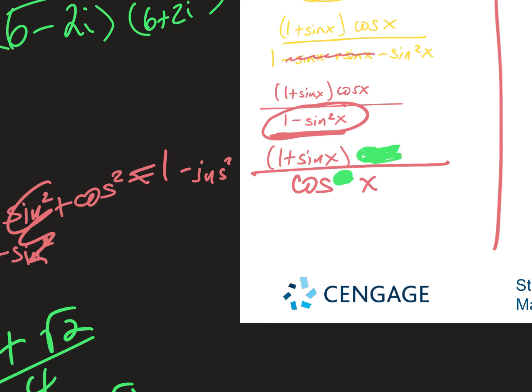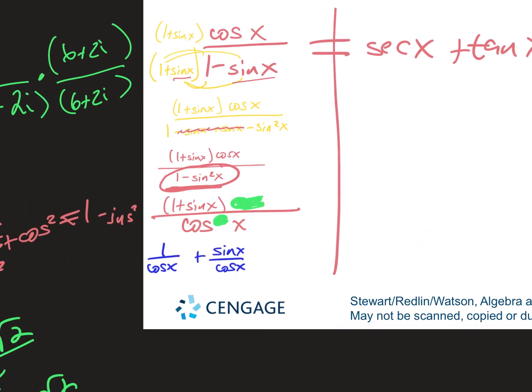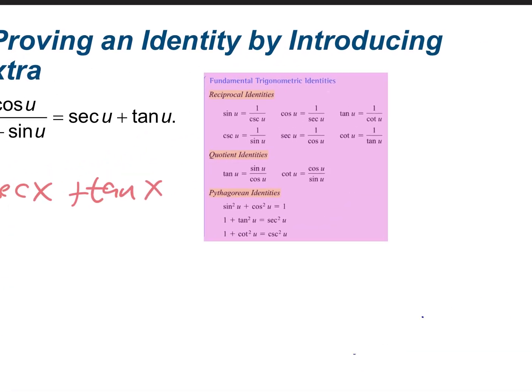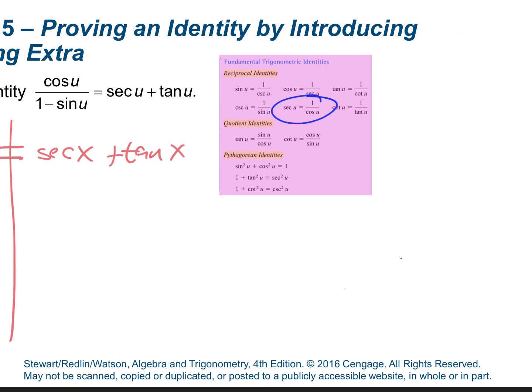Can I separate this into 1 over cosine x plus sine x over cosine x? Absolutely. And again, this is new, so you will see this. We'll start developing the pattern of, oh, if I only have 1 term in the bottom, I can separate it. So now let's see, because remember, we're trying to get to this. We're actually getting closer. If I look at my identities, what is 1 over cosine the same as? Secant. Agreed? So this is the same as this. And then if I look at my identities, what is sine over cosine the same as?